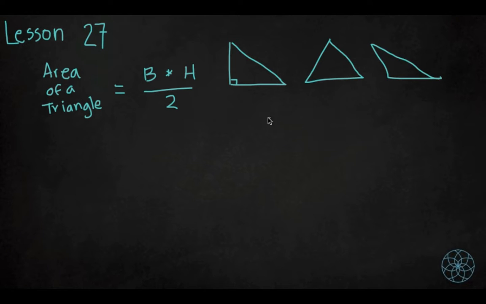So let's take a minute and identify the base and the height of each of these three triangles. So the base of this triangle is pretty easy. It's like the foundation. It's right here. So this would be the base. And the base of this triangle would be right here. And the base of this triangle would be right here. So that's not too tricky. Sometimes it's harder to identify the height, or also known as the altitude.